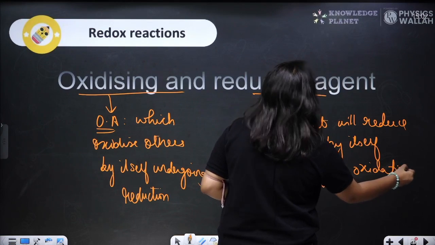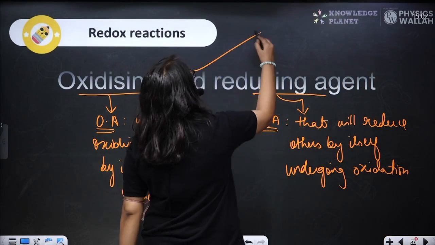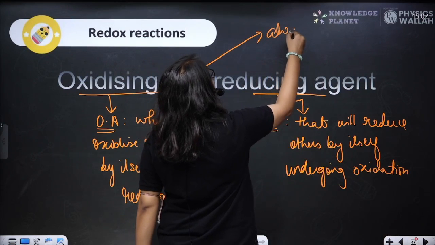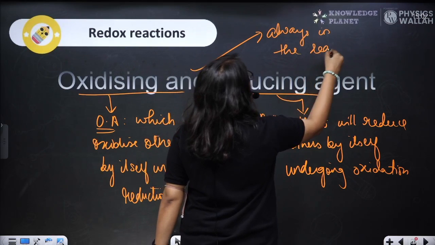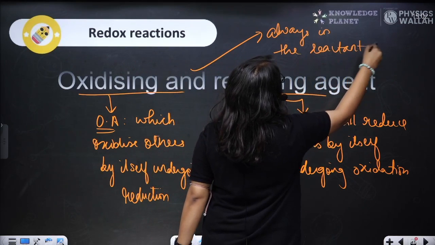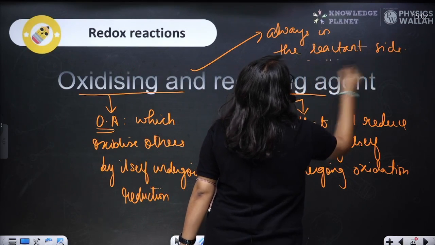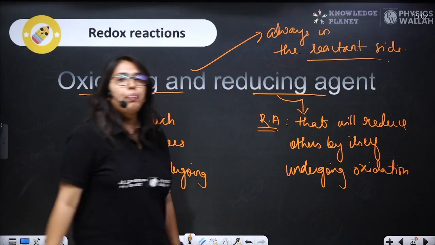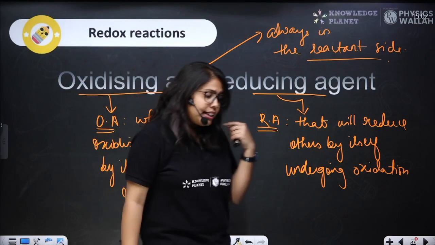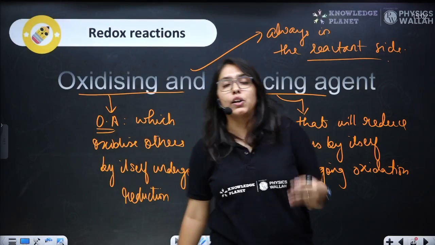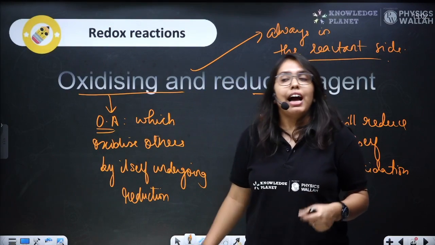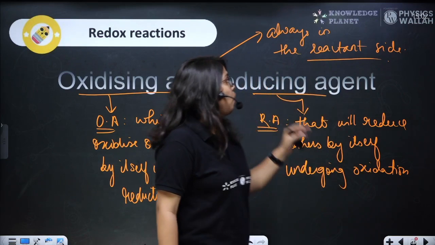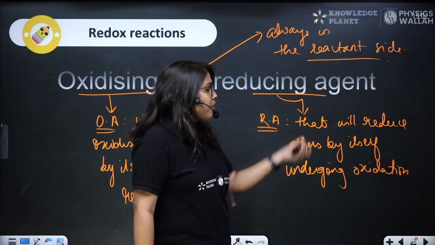And where do you check for this oxidizing and reducing agent? Always in the reactant side, never on the product side. Always on the reactant side. So, the element or the substance that is undergoing reduction becomes your oxidizing agent, and the one which is undergoing oxidation becomes your reducing agent.